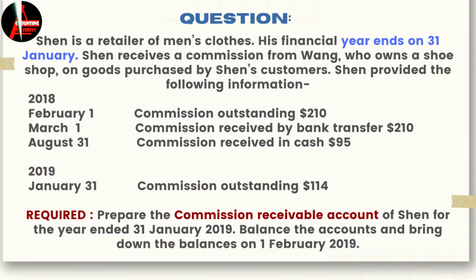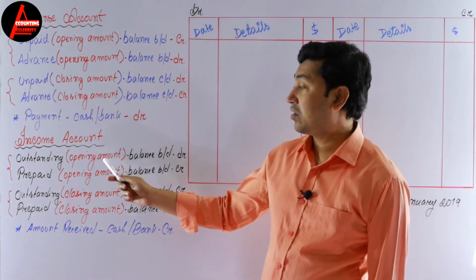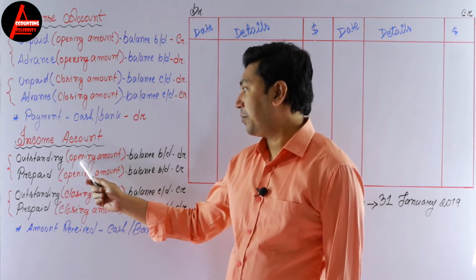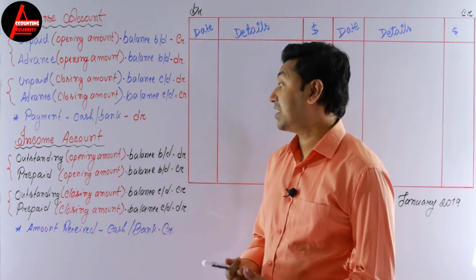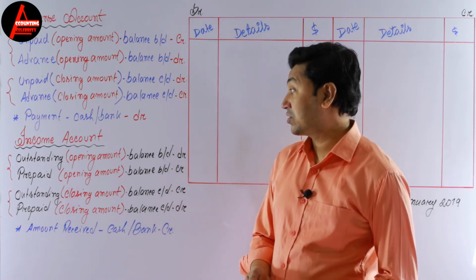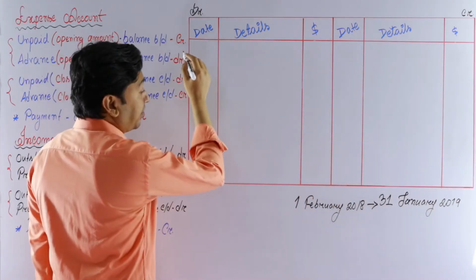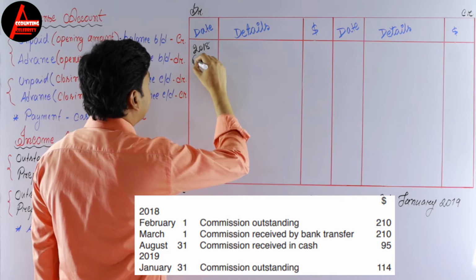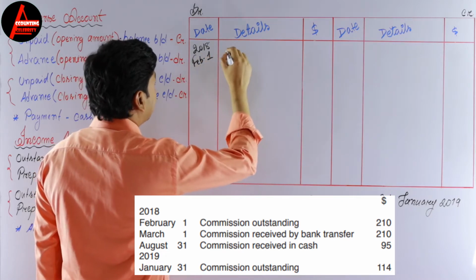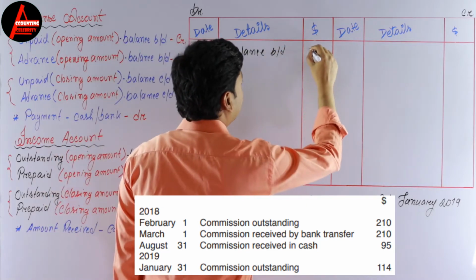2018 February 1st, commission outstanding. This is an opening balance. In an income account, the outstanding opening amount will be balance b/d on the debit side. This is a current asset for this business, so it will be written on the debit side. As it is an opening balance, we write the opening date of the business, 2018 February 1st. We write here balance b/d. The amount is $210.